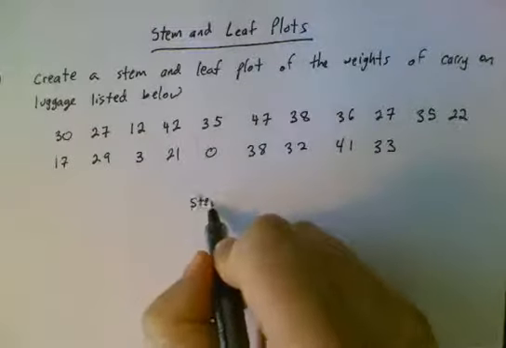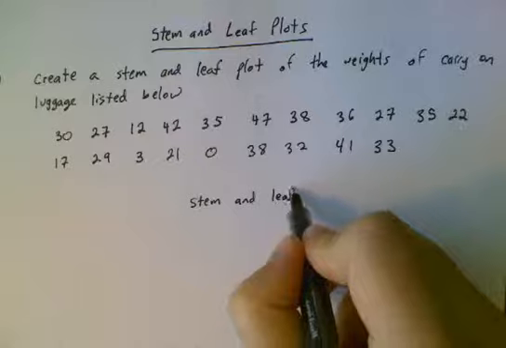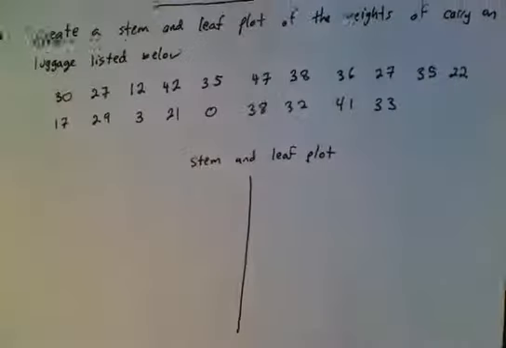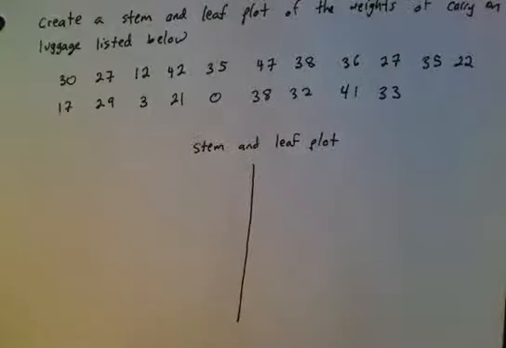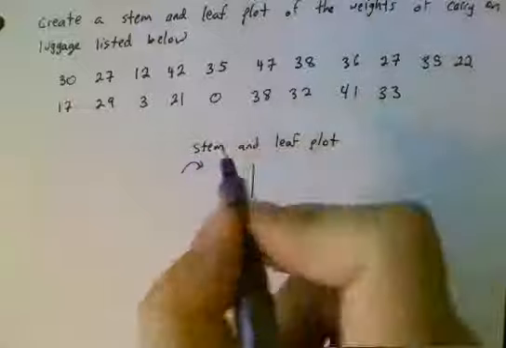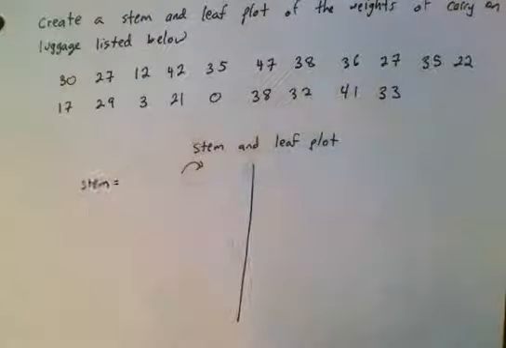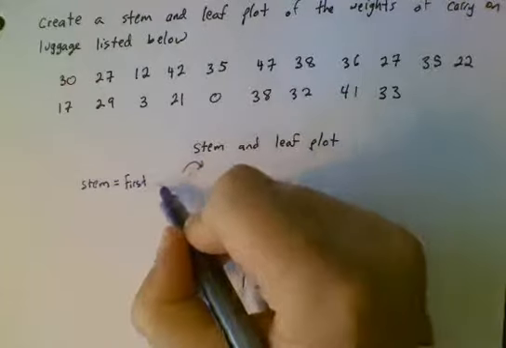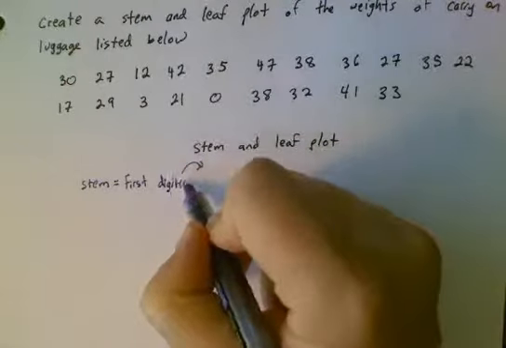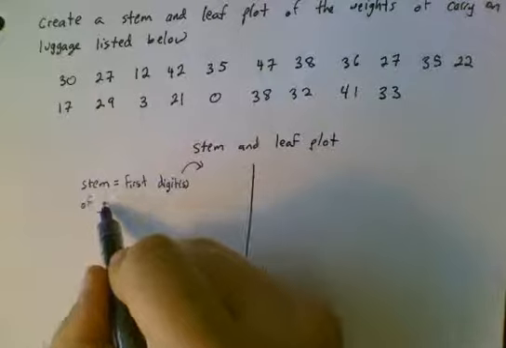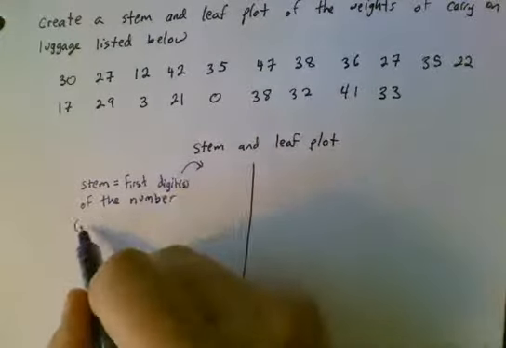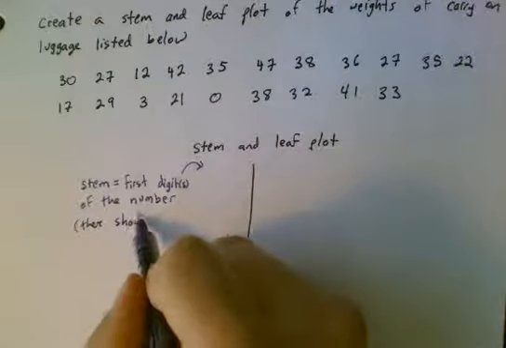So a stem and leaf plot has two parts. On one side of the line goes the stem, so I'll label what the stem is. The stem is composed of the first digit or digits of the number. There should be relatively few.